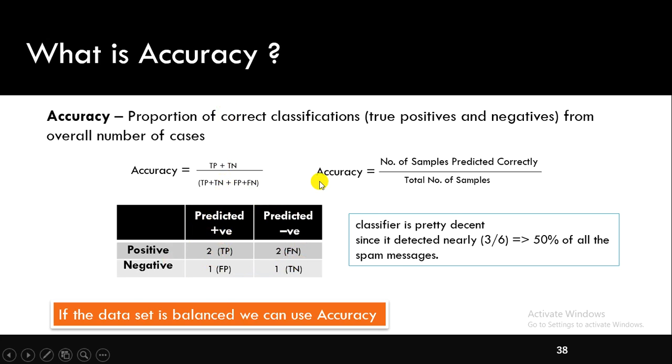In this case, the objective is to predict as many spam emails as possible. If you look here, 2 emails were correctly predicted as spam and 1 email was correctly predicted as non-spam. And 1 email was wrongly predicted as spam, whereas it is actually a non-spam email. If you plug in these values, we get the accuracy as 50%, 3 out of 6. True positive plus true negative divided by all these values. The accuracy is 50%. In this case, the classifier is doing a pretty decent job.